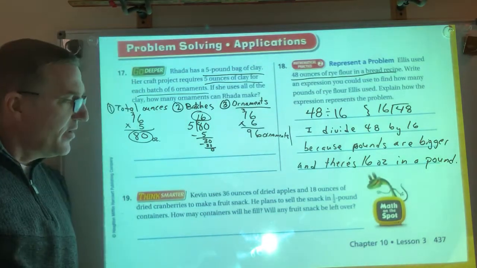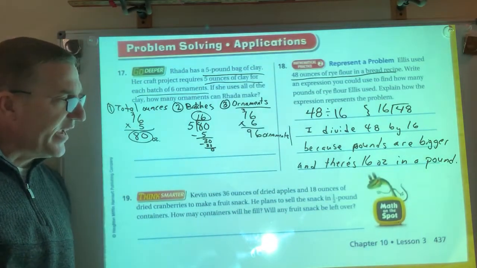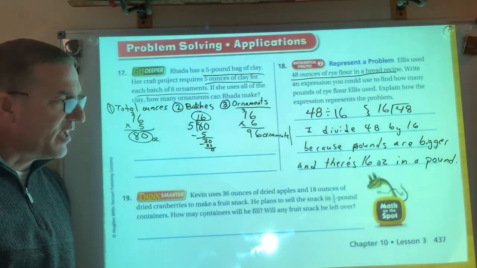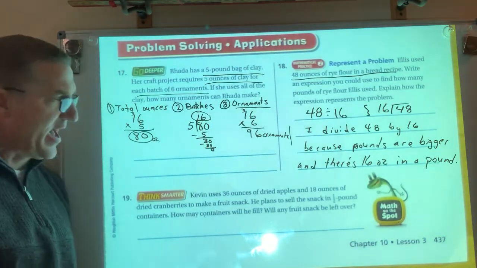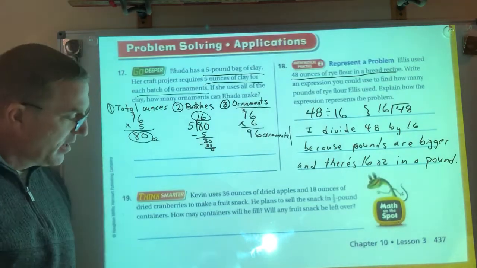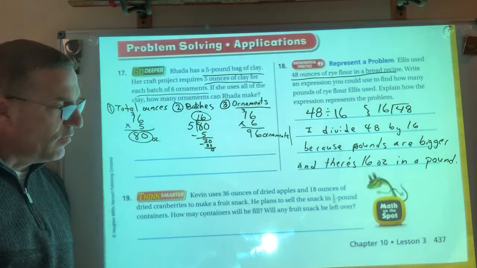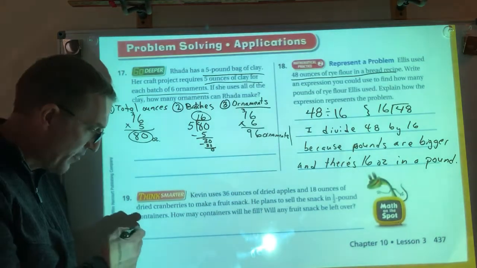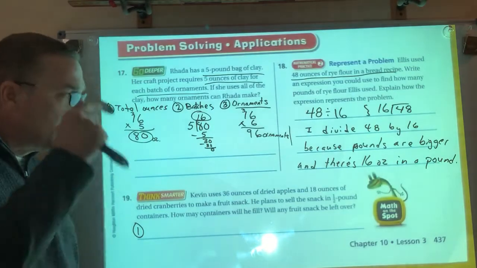Kevin uses 36 ounces of dried apples and 18 ounces of dried cranberries to make a fruit snack. He plans to sell the snack in half-pound bags or containers. How many containers will he fill? Will any fruit snack be left over? All right. So this is another multi-step problem. We put number 1 here. So what should I do first?